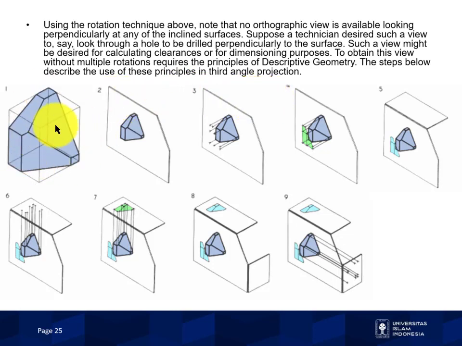Figure 1 here shows a pictorial of the imaginary object that the technician wishes to image. Figure 2, the object is imagined behind a vertical plane of projection. The angle corner of the plane of projection is addressed later. And figure 3, projectors emanate parallel from all points of the object perpendicular to the plane of projection. Figure 4, an image is created thereby.